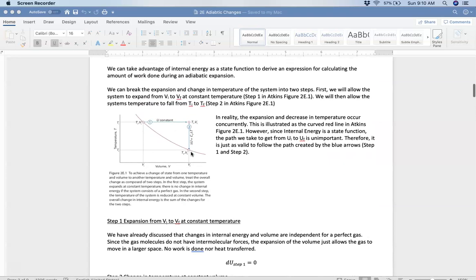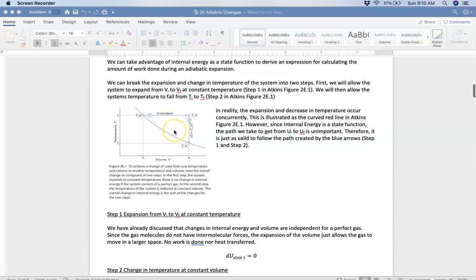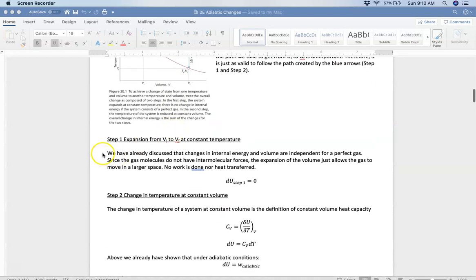So in step 1, we're doing this isothermal expansion, going from V1 to V2 without changing the temperature. We've already discussed that changes in internal energy and volume are independent for a perfect gas. Again, that volume just increases. There's no potential energy between the molecules.